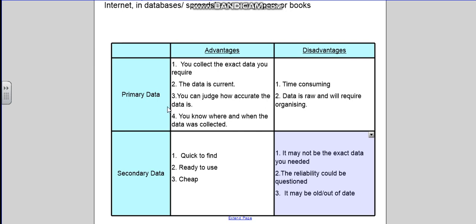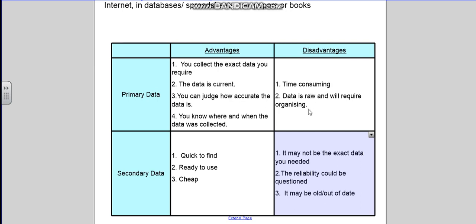Disadvantages of primary data is it takes time, okay? It will take you time to do it. And also the data you get will often need organising because it's raw data. You will need to put it into groups or decide if you've got any outliers and remove those. So it will need a bit of work doing to it as well.